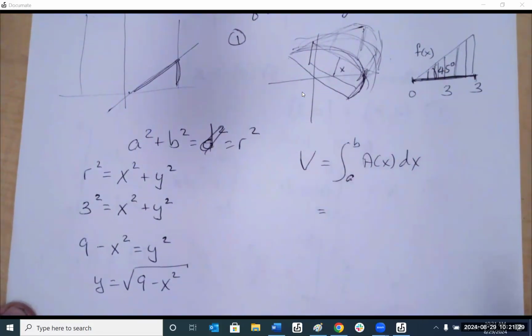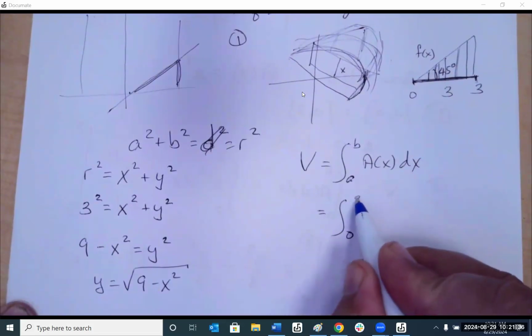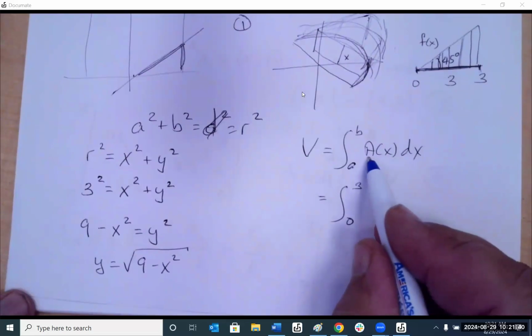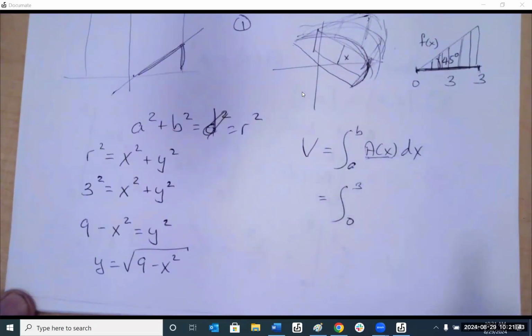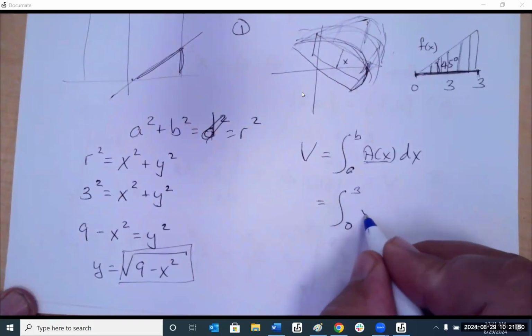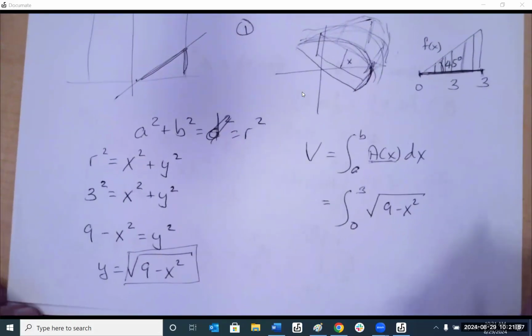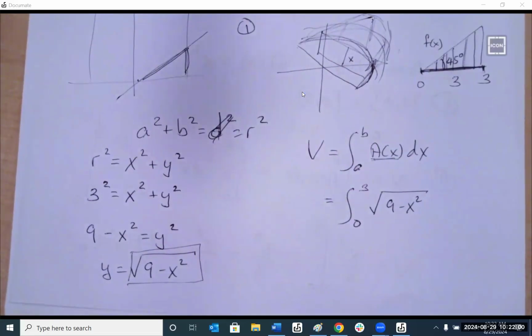The a and b, what are a and b? 0 to 3. The area formula is the square root of 9 minus x squared. But what's dx?